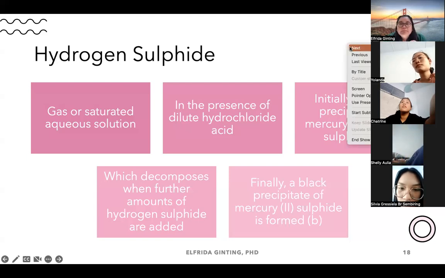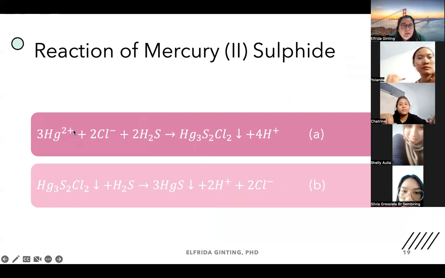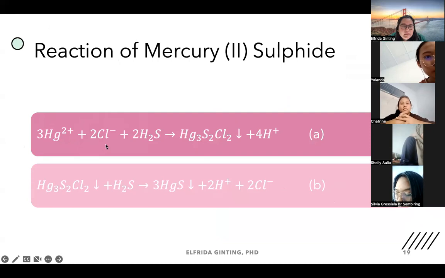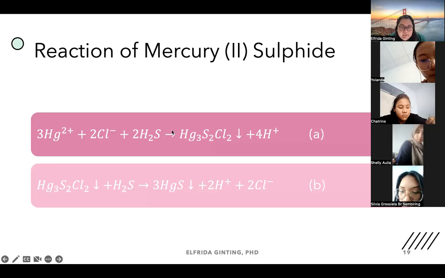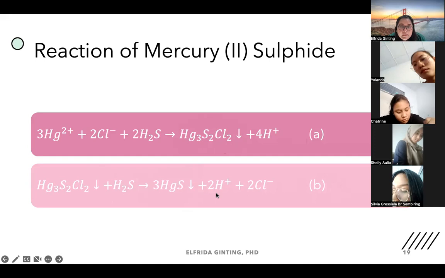Okay, now, next, this is the reaction: mercury sulfide, we add a little bit of hydrogen chloride, and you can see here what we have is mercury 2 chlorosulfide, which will be in the form of white precipitate. And this will be reaction A. And further, we treat this white precipitate with more hydrogen sulfide. And you can see here what we have is changing from mercury 2 chlorosulfide to mercury sulfide. The A precipitate is white in color, whereas the B precipitate will be black in color.